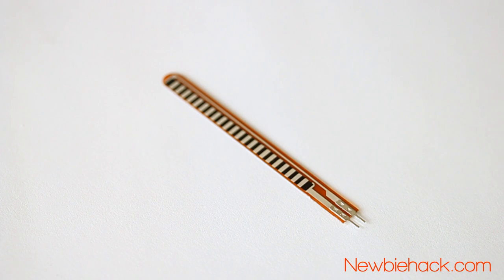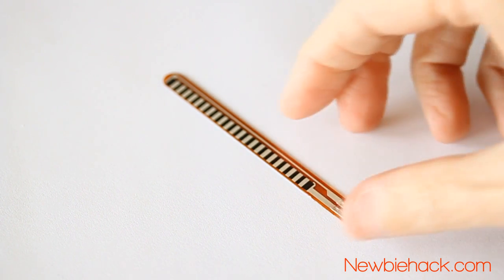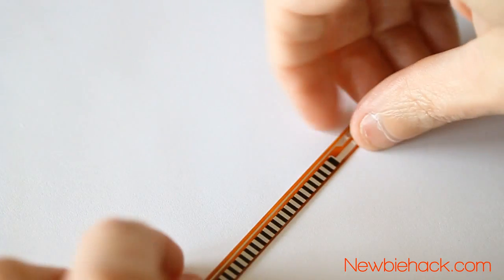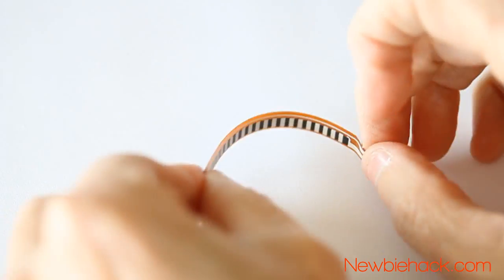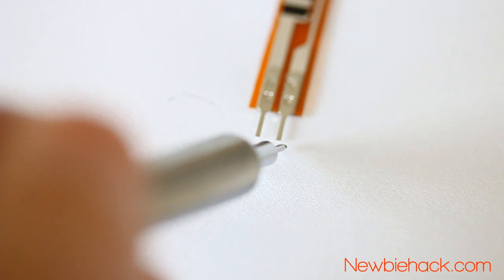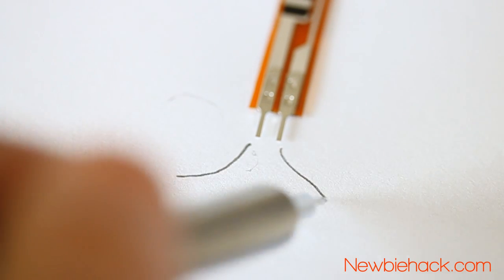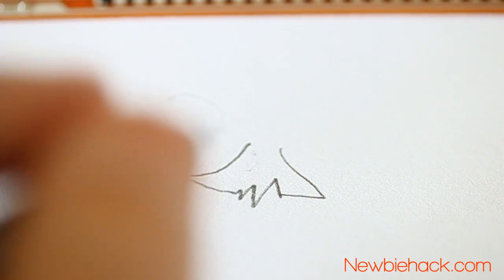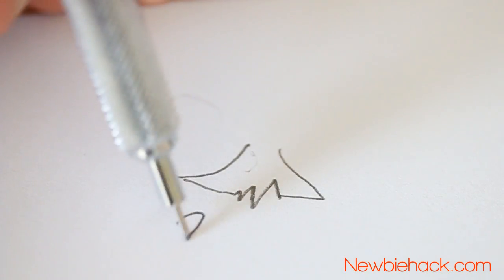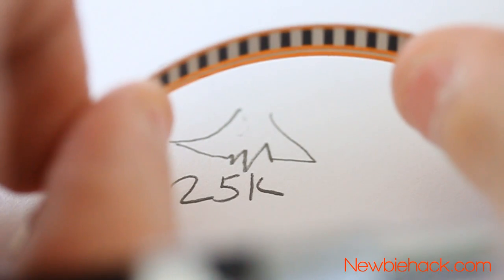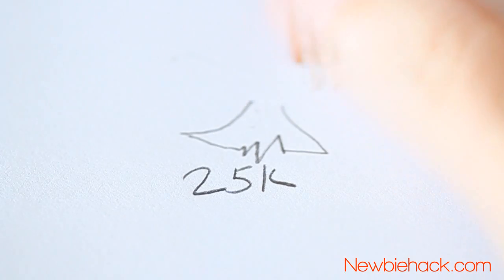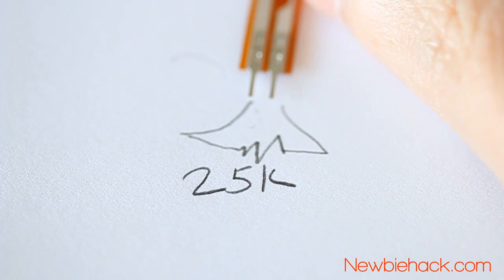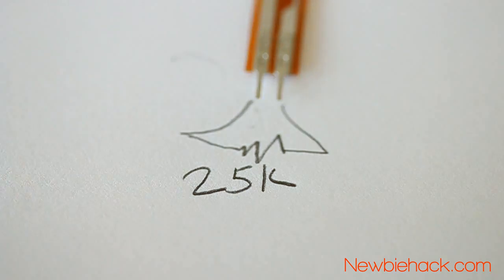Here is a new product that we're offering on the Newbie Hack website. It's called a flex sensor, and it measures resistance once it's flexed. The resistance value is measured across the two leads, and in its flat orientation, the resistance value is 25k. At its fully bent configuration, you'll get as much as 125k of resistance across the leads.